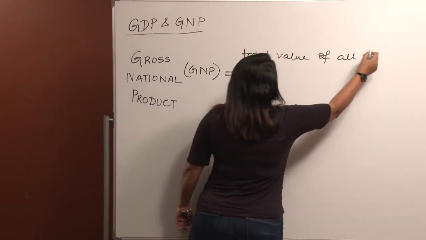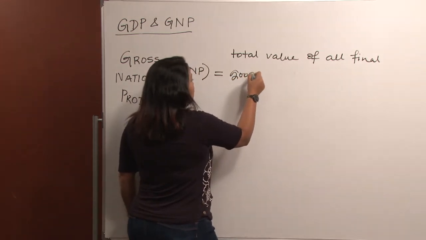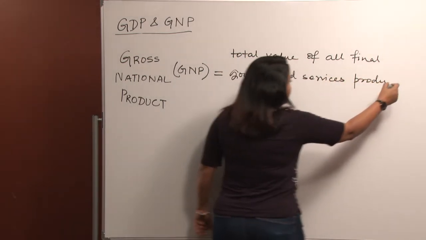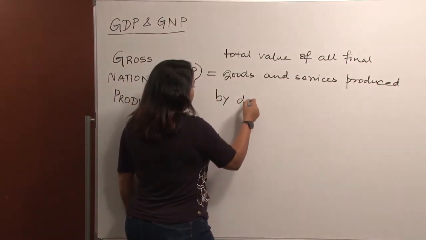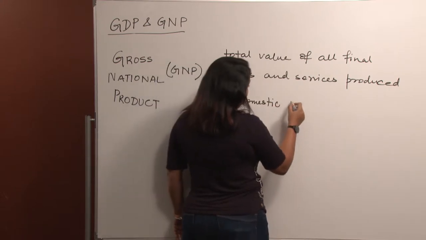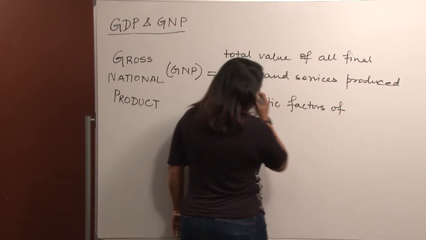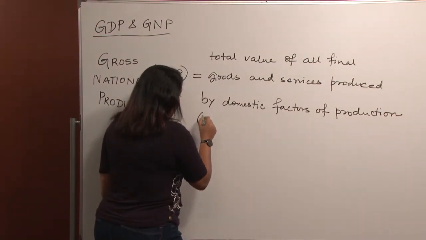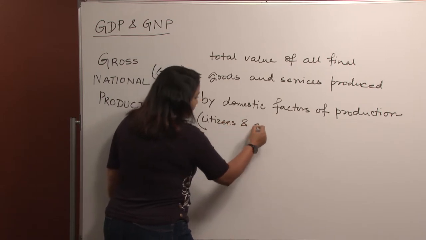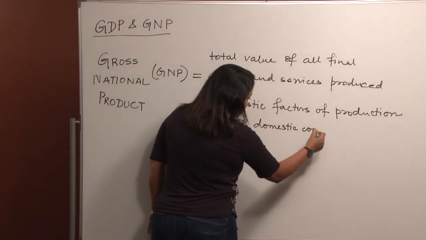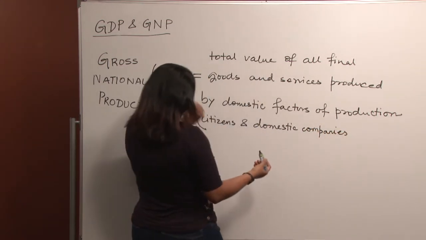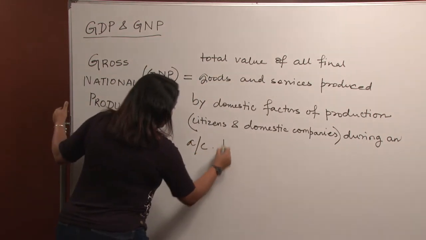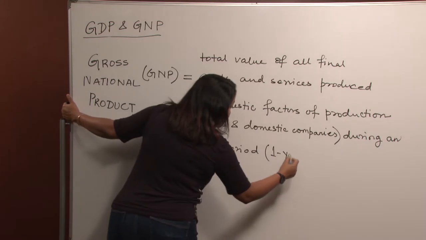Gross national product, or GNP. The definition of GNP is: it is the total value of all final goods and services produced by domestic factors of production, by which we mean citizens and domestic companies, during an accounting period, which is once again usually a year.